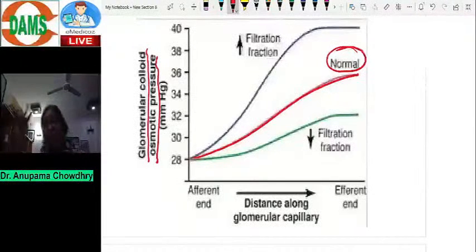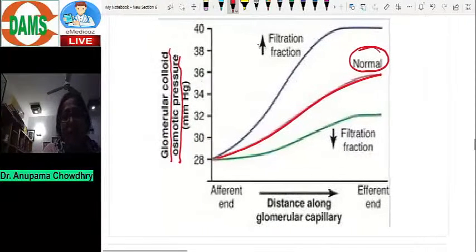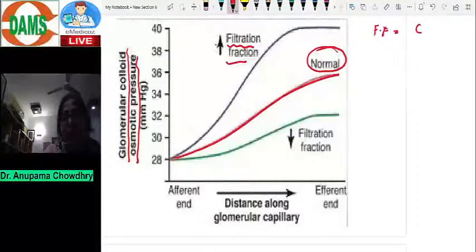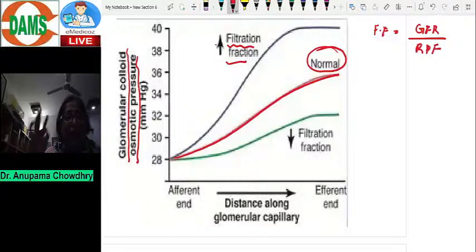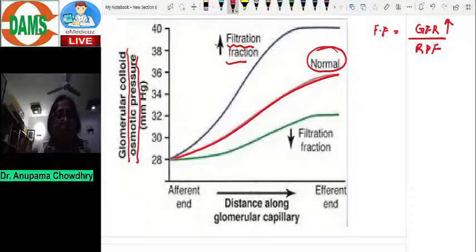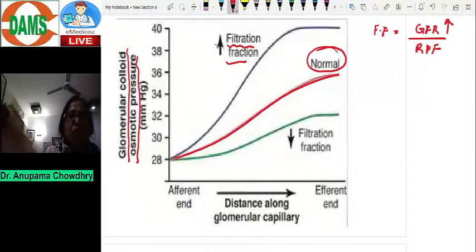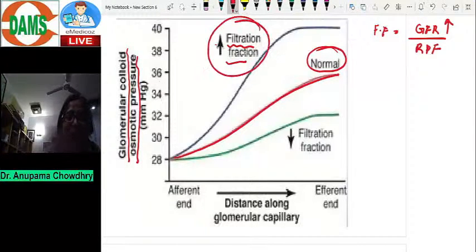Now I've brought in another interesting concept here, and that is, what happens if I increase the filtration fraction? Yes? What was filtration fraction? Filtration fraction is GFR divided by the renal plasma flow. So if I increase the filtration fraction, how can I increase it? If I increase the numerator, if I increase the GFR, yes, filtration fraction will rise. More GFR means what will happen to the colloid osmotic pressure? Colloid osmotic pressure, pi GC, will show you a greater rise.